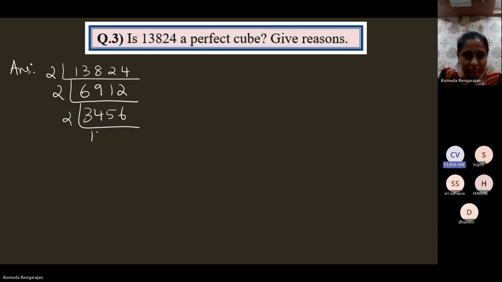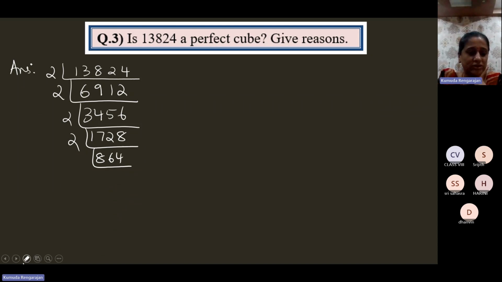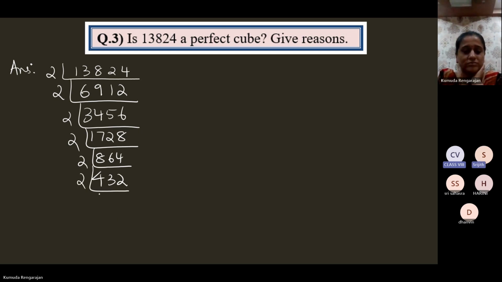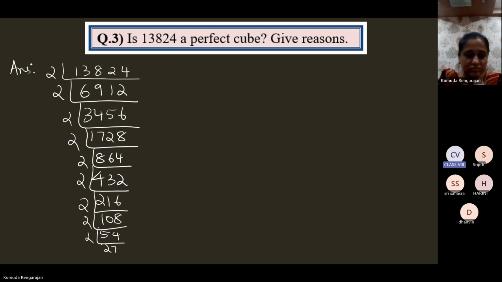1,728. Then 864. And 432. The 2 table only. And then 216. Yes, ma'am. Two table, 216. And then 108. And then 54. And 3 table, 27. And then 9, 3 table. And then 3 table. And then that's it, ma'am.